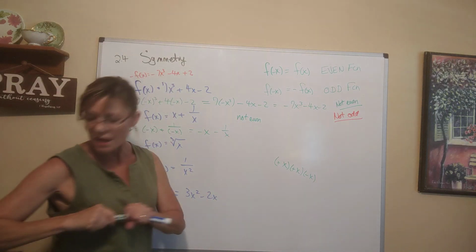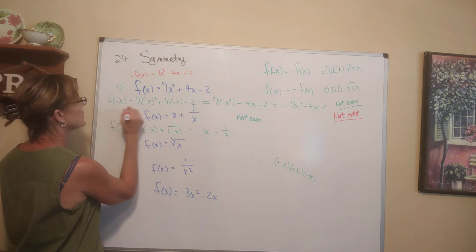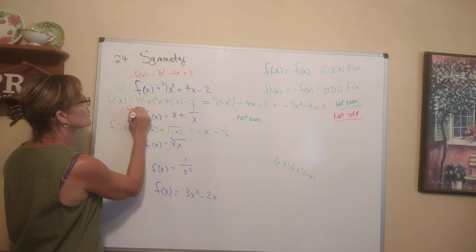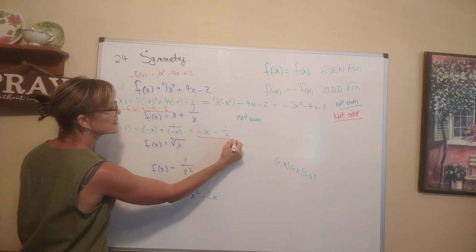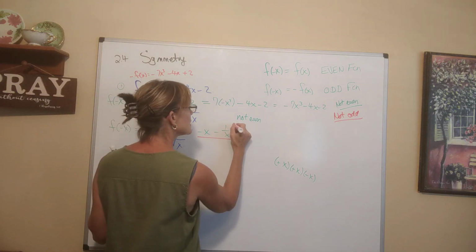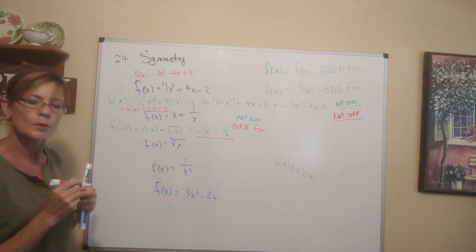However, what is the opposite of the original function? What is negative f of x would be negative x minus 1 over x. Does this look like this? Yes, it does. So we can say that this is an odd function. So that's what we get there.